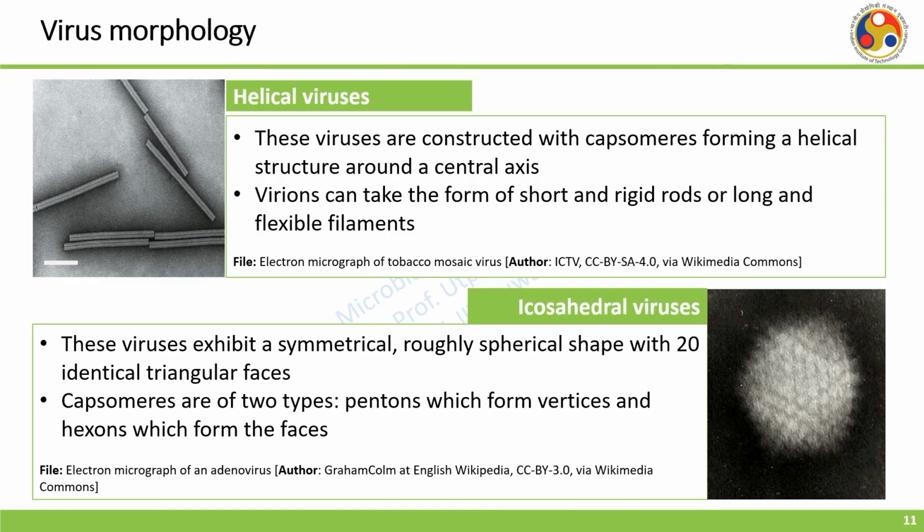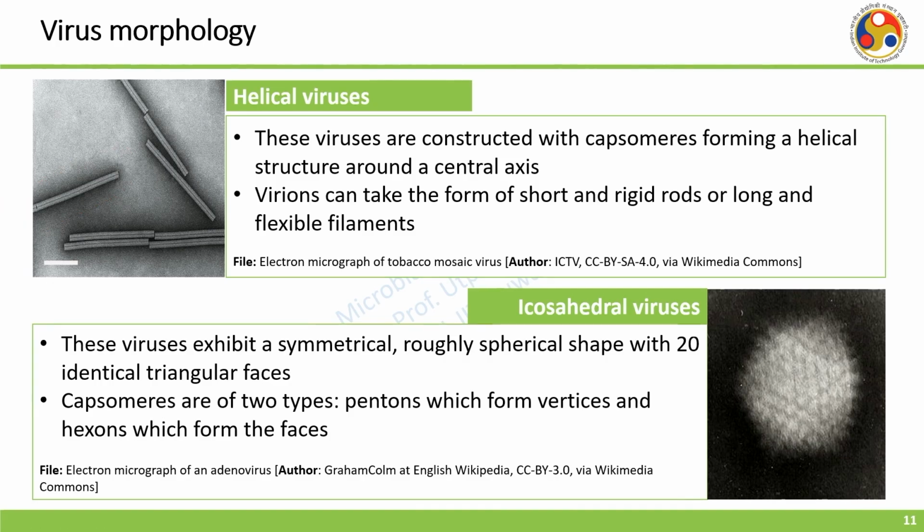How does a virus look, or what is the physical appearance of a virus, or virus morphology? They may be helical in appearance. These viruses are constructed with capsomers forming a helix around a central axis. Variants can take the form of short and rigid rods or long and flexible filaments. And in this electron micrograph of tobacco mosaic virus, you can see these particular shapes.